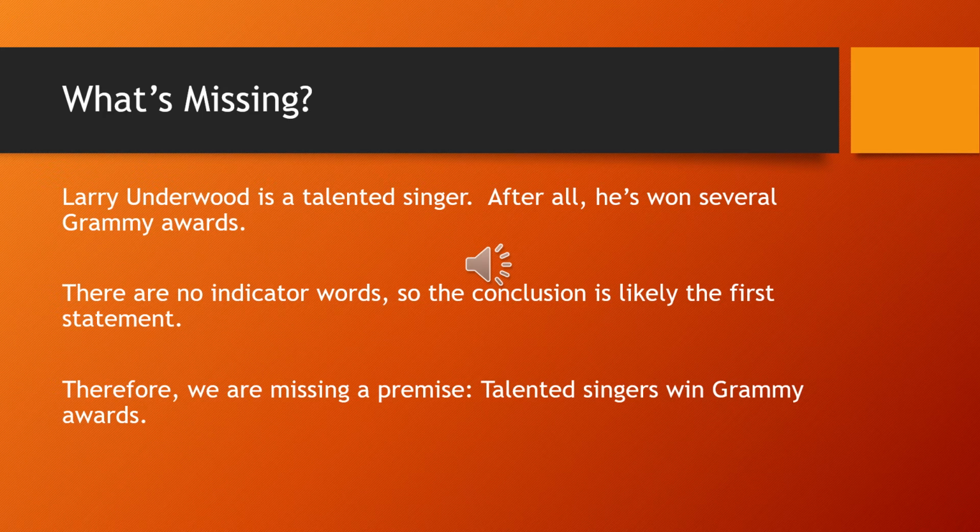Okay, so Larry Underwood is a talented singer. After all, he's won several Grammy Awards. When we look at this potential argument, we notice there are no indicator words. And when we don't find any indicator words, our initial hypothesis is that the conclusion is likely to be the first statement. In this case, the first statement is, Larry Underwood is a talented singer. Now, if that is the conclusion, the remaining statement or statements should give us a reason to think that. Why should we think that Larry Underwood is a talented singer? Well, the next statement says he's won several Grammy Awards.